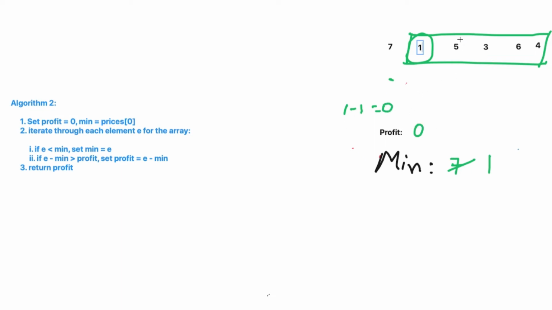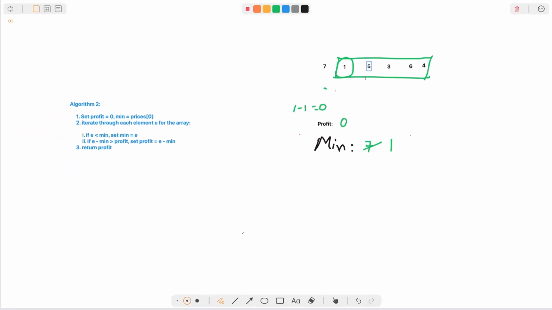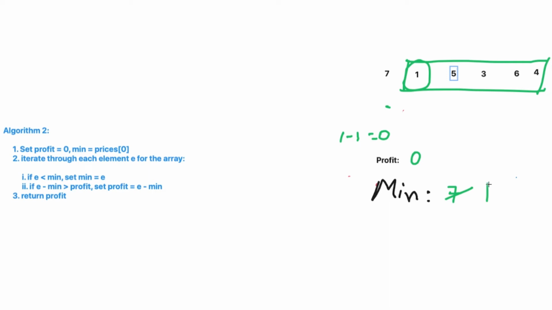We move to the next element, which is 5 here. Now for 5, the value of min is 1, so 5 is not lesser than 1, so we're gonna not update min. And also 5 minus 1 is equal to 4. So since this is greater than the present profit, we're gonna update the value of profit with 4.